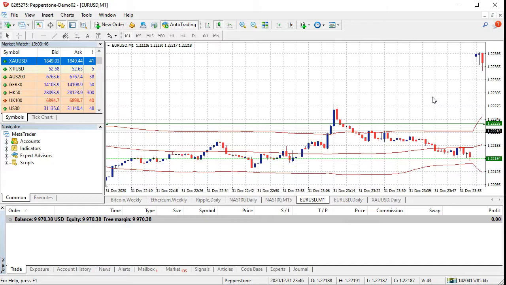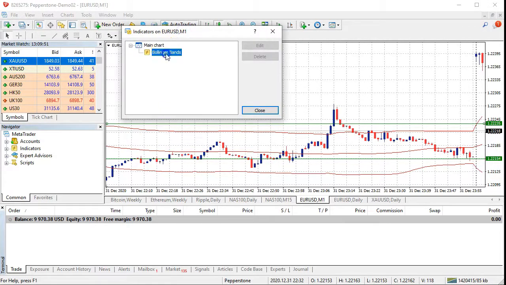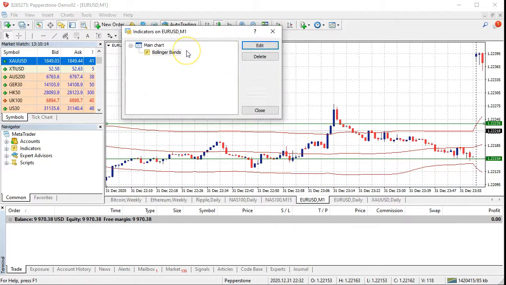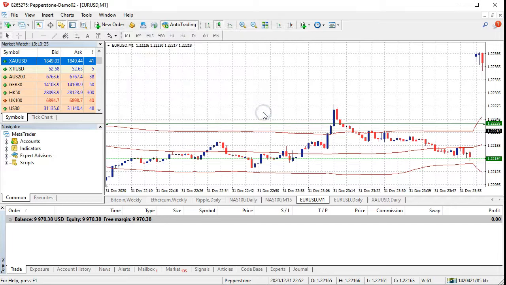First of all, guys, I want to tell you the settings. If I go to my indicator list, go to my Bollinger Band and edit, I'm using a period of 100, deviation of 1.5, apply to close, and the color red. That's all you need to know here. You can put any color you like, but I'm using red. I say okay to that. Again, I'm using only Bollinger Band for this strategy.